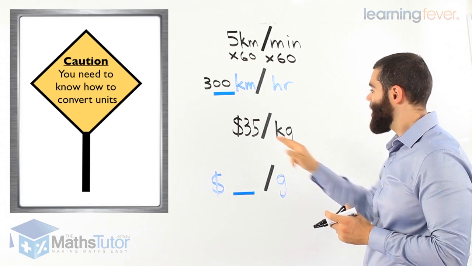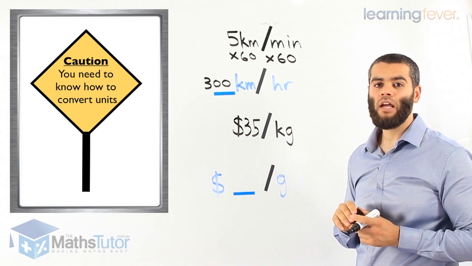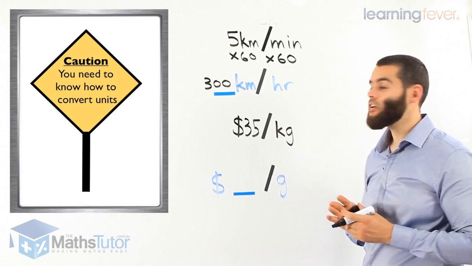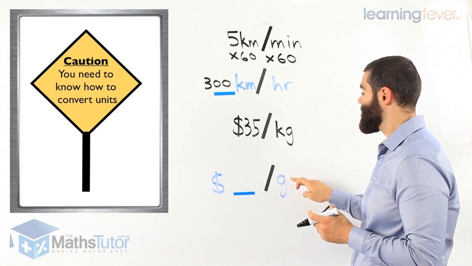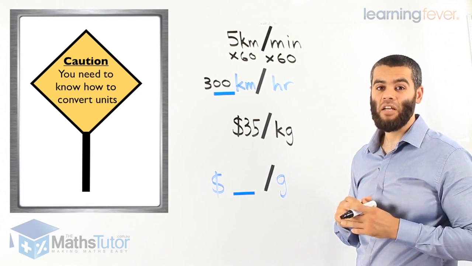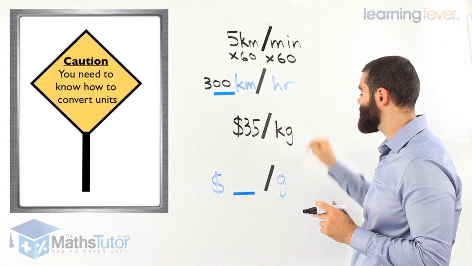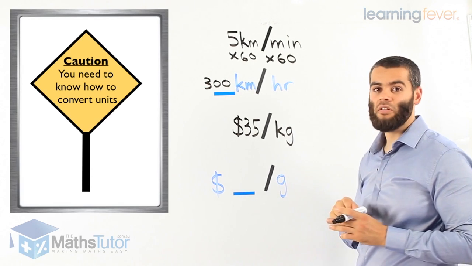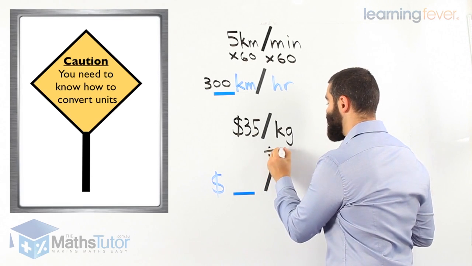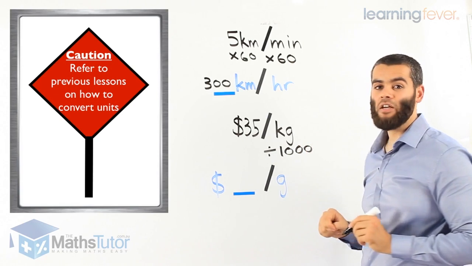They are telling us $35 per kilogram. We would like to know the cost per gram. We're going from kilograms to grams. We know there are 1,000 grams in a kilogram. So here we notice we're going from the big unit to the small unit. Big unit to small unit, we are going to divide by 1,000 because there are 1,000 grams in a kilogram.